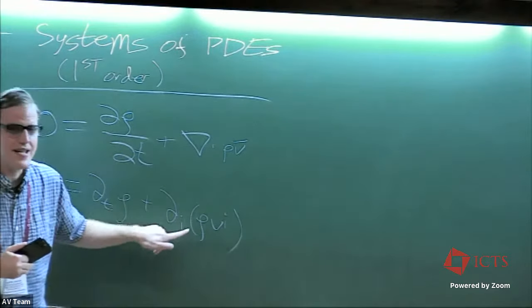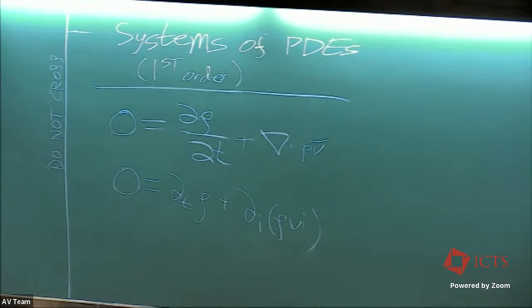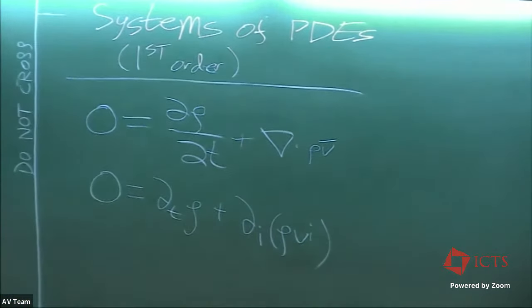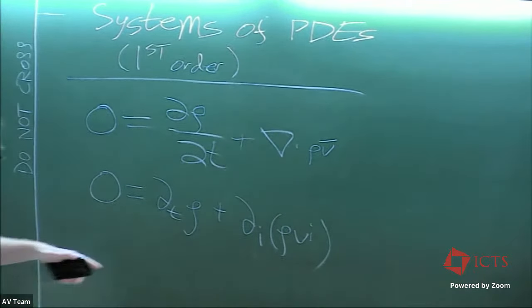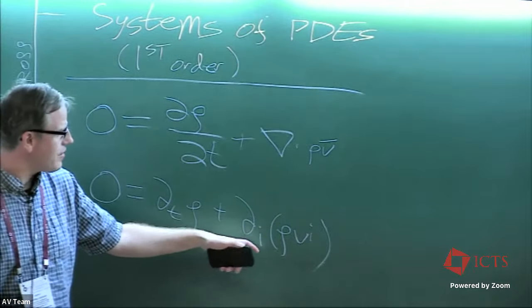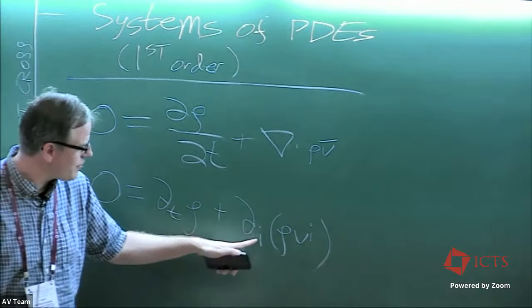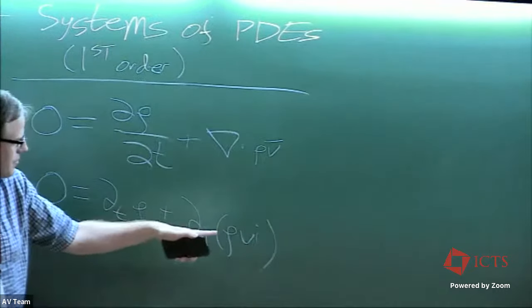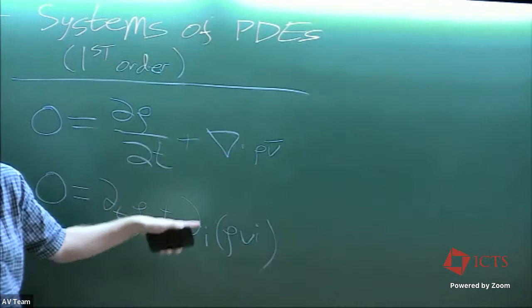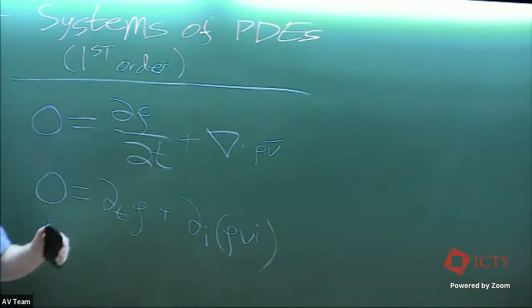Whenever I have repeated indices throughout this lecture and throughout the week, they are summed over. So this is the Einstein summation convention. So i could be x or y or z, and since there's two of them, they are summed, and that's where the divergence comes from. So just to be clear about the notation up front.